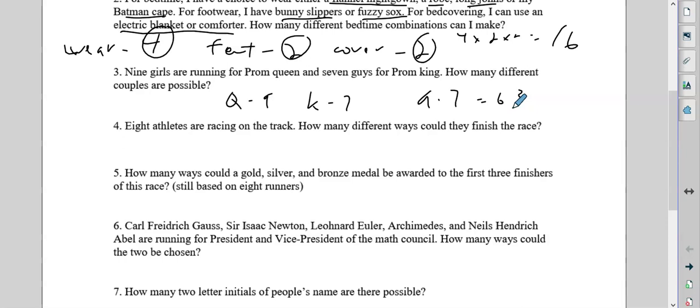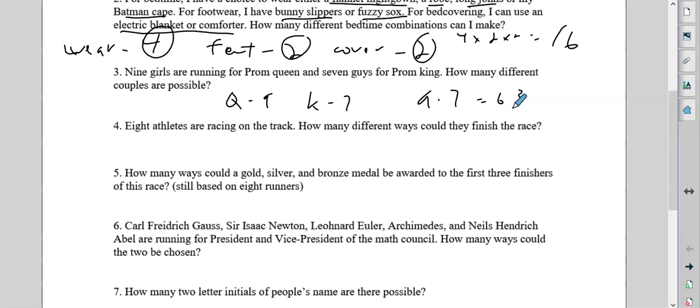And again, if you made a tree diagram, that'd be just an absolute nightmare because you'd have to make 9 branches for each queen. And then off of each of those branches, you'd have to do 7 for each king, and it just gets messy. So the counting principle just makes life a whole heck of a lot easier.